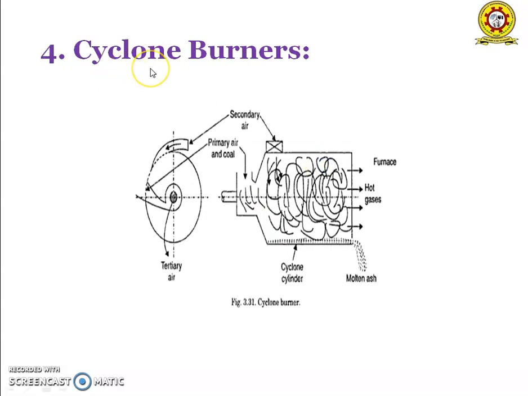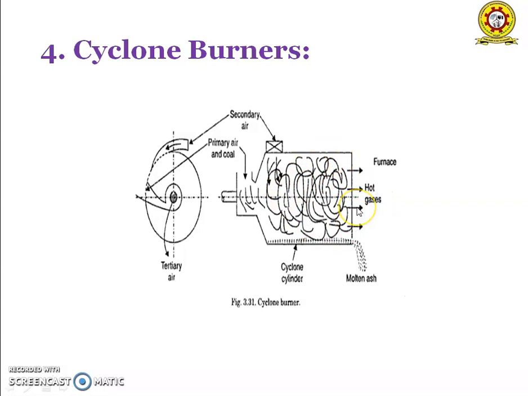And the fourth type of burner is the cyclone burner. In this type, the coal and air get mixed in a cyclonic way. The primary air and coal enter here and mix in a cyclonic manner. This is the secondary air, this is the cyclone cylinder, and the molten ash is collected here. Hot gases are coming out.